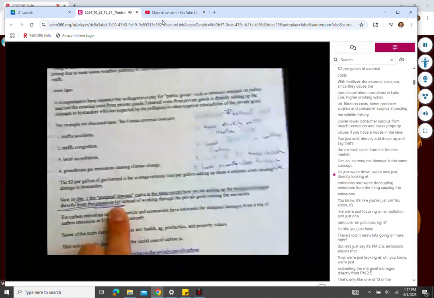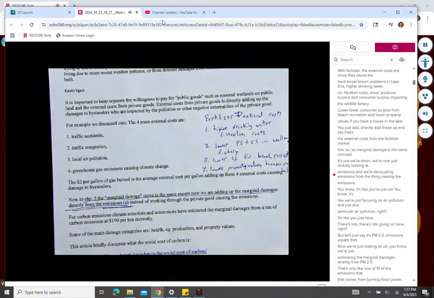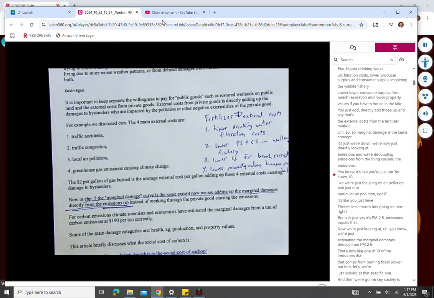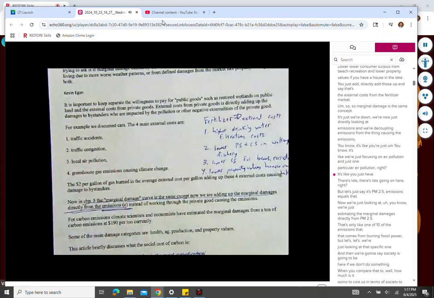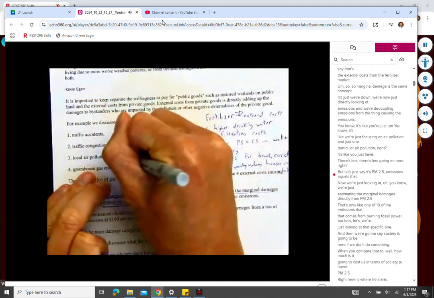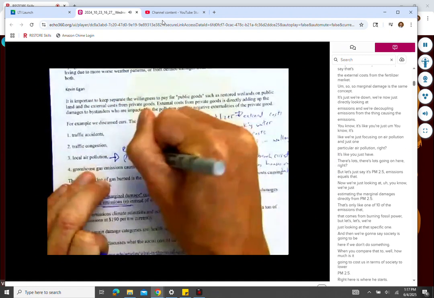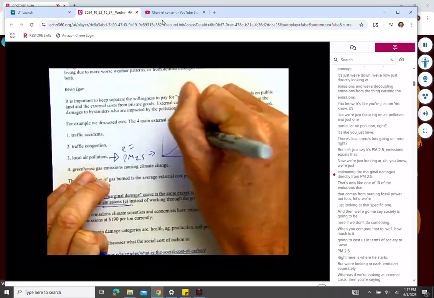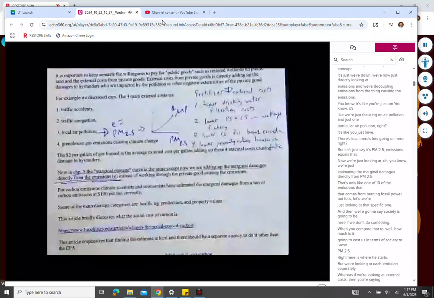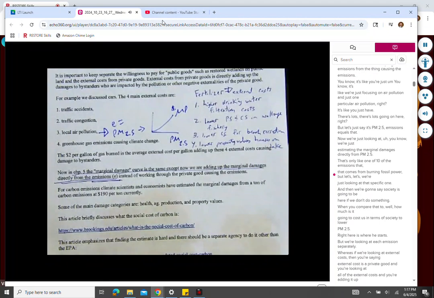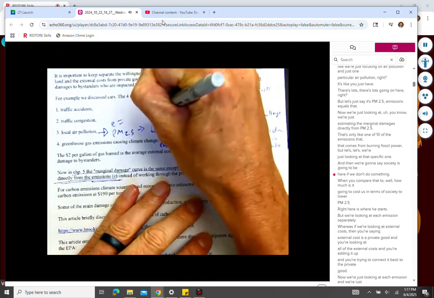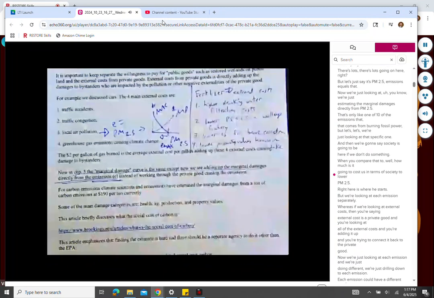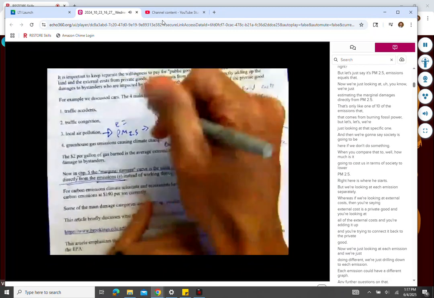So marginal damage is the same concept. It's just that we're now directly looking at emissions and we're decoupling emissions from the thing causing the emissions. It's like we're just focusing on air pollution, and just one particular air pollutant, right? There's lots going on here, but let's just say E is PM 2.5 emissions. Now we're just estimating the marginal damages directly from PM 2.5. That's only about 1 of 10 of the emissions that come from burning fossil power, but we're just looking at that specific one. And then we're going to say society's going to be here if we don't do something, and you compare that to how much it's going to cost us to lower PM 2.5. Right here is where E starts. But we're looking at each emission separately.